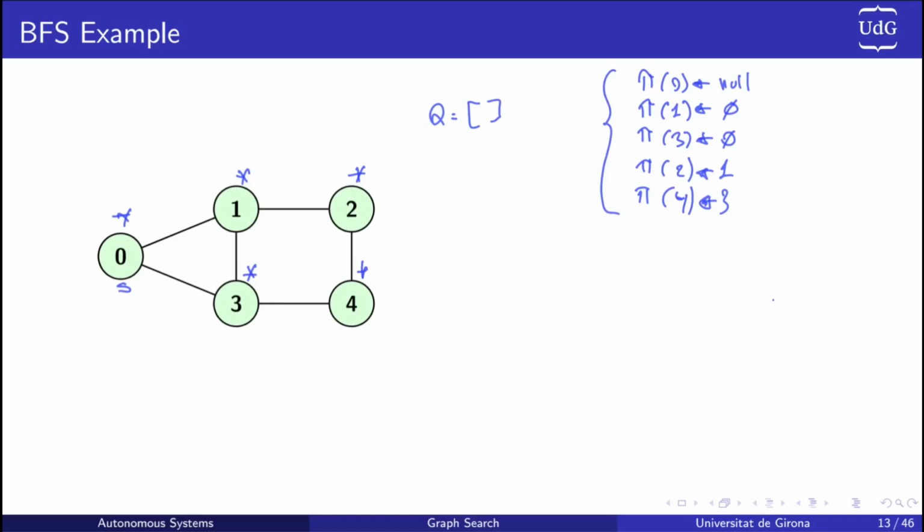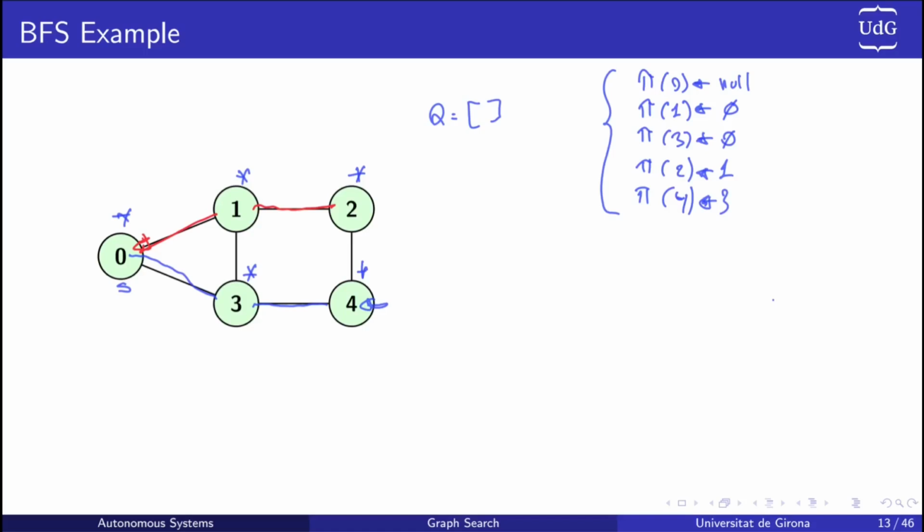Basically, if I want to go to 0 from 4, then P of 4 is 3. I have to move this way. Then P of 3 is 0. If I have to move from 2, then P of 2 is 1, and P of 1 is 0. Is this the best path? As we said, yes, it is.